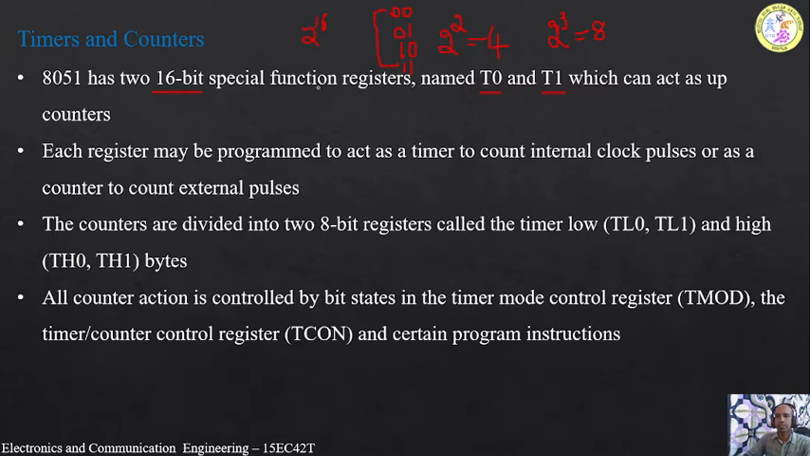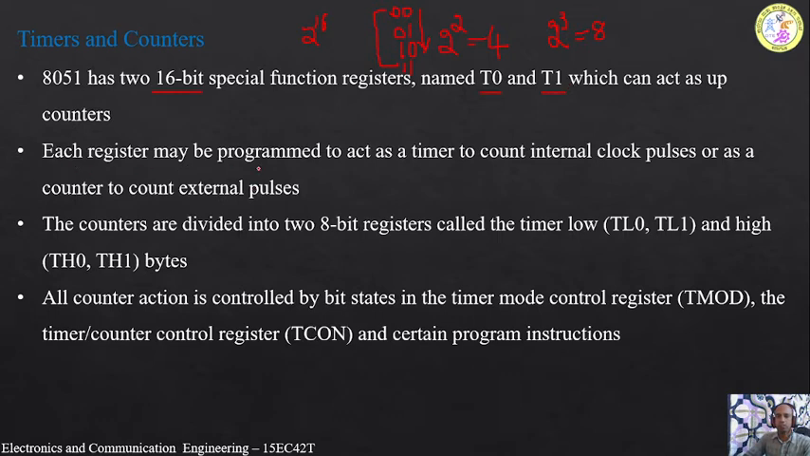So it will act like an up counter. Up counter means this is called up counting. The initial value will be 0, then it becomes 0 1, 1 0, 1 1. If you are counting in this direction, then it is called an up counter. So both the timers will act as up counters here.